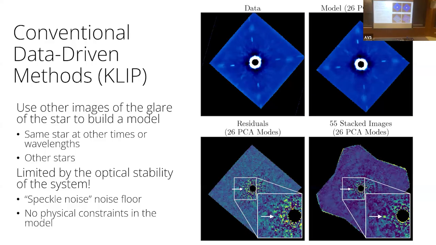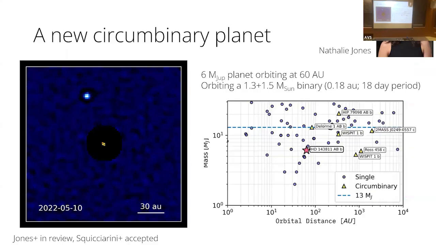This still gets us quite far. Most recently, we just had this new paper put on arXiv. We're actually using these conventional techniques. Natalie Jones, who's a PhD student at Northwestern, found a new exoplanet. This is actually one of the few directly imaged systems of a planet orbiting a binary. So this is a 6 Jupiter mass planet orbiting at about 60 AU. You can see it right here. And it's actually orbiting a binary star.